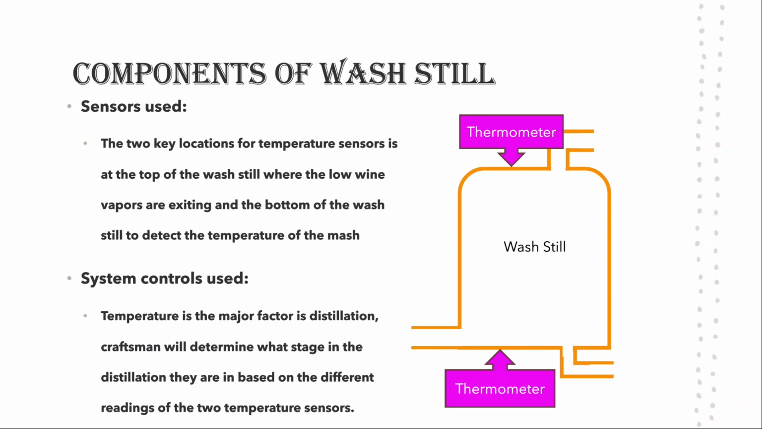Another thing to note about the temperature readings is one can tell just by the temperature differences between the top and lower thermometer what stage or cut the alcohol cycle is currently in.